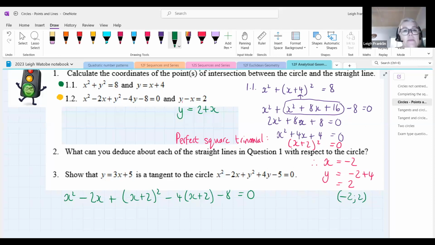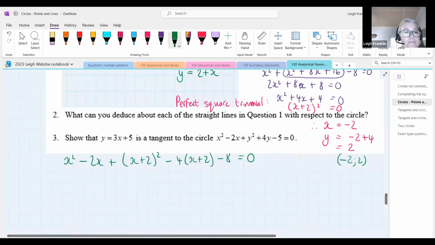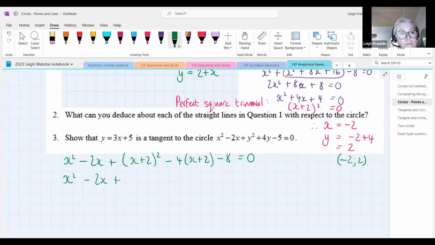Lovely. Keep going, Lisa. x squared minus 2x plus 4 plus 4x plus x squared, minus 4x minus 4, minus 8 is equal to 0. So what I've done here now, I don't know if I've gone too fast, is I've squared the binomial already. (x + 2) times (x + 2) is x squared plus 4x plus 4. I hope I haven't left anybody behind. Good stuff, Lisa. Keep going.